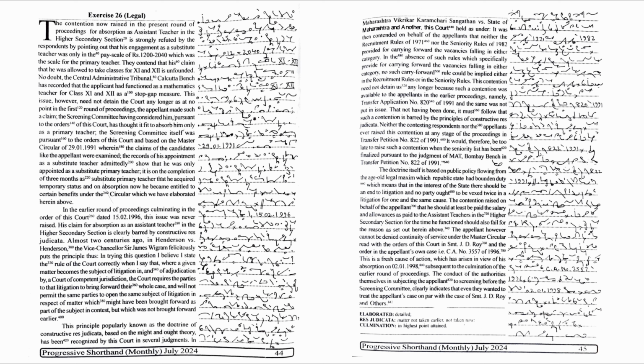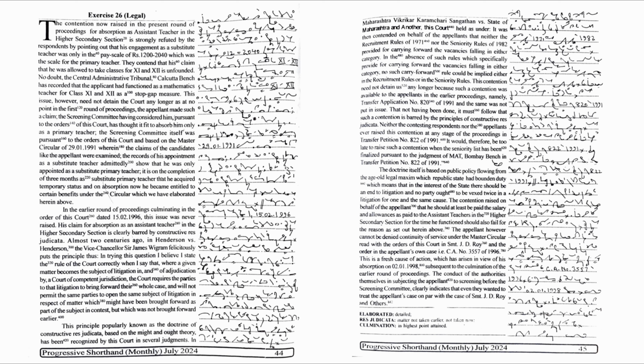The principle, popularly known as the doctrine of constructive res judicata, based on the might and odd theory, has been recognized by this court in several judgments. In Maharashtra Vikrikar Karamchari Sangathan versus State of Maharashtra and another, this court held as under.